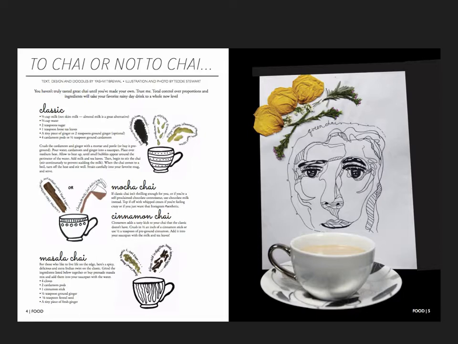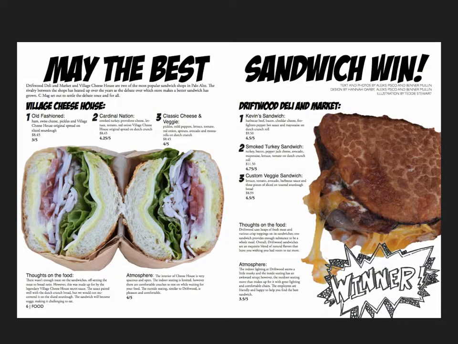Story about different types of chai tea. Again, a comparison. We like these sort of which-one-is-better pieces. So we've got the Village Cheese House sandwich versus the Driftwood Deli sandwich. And they picked a winner on that.